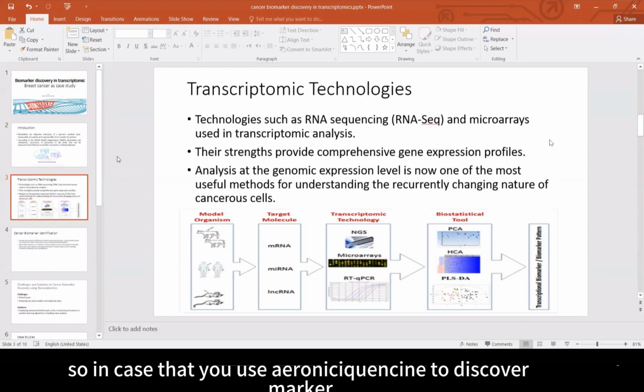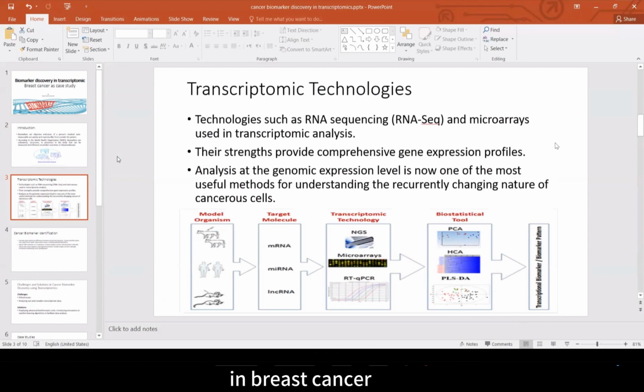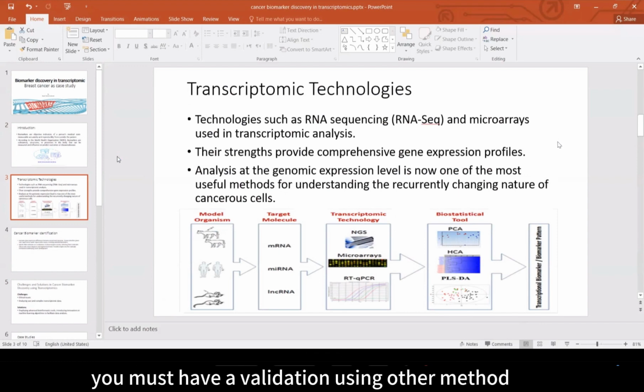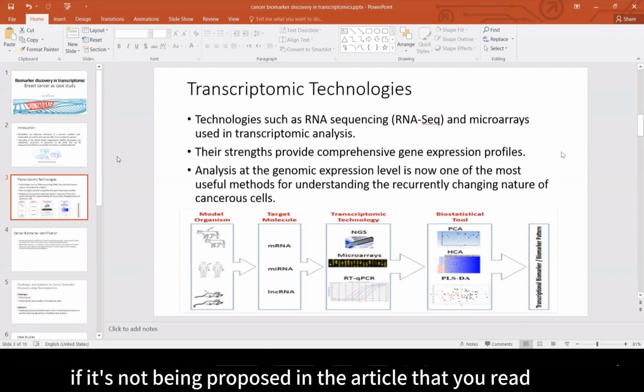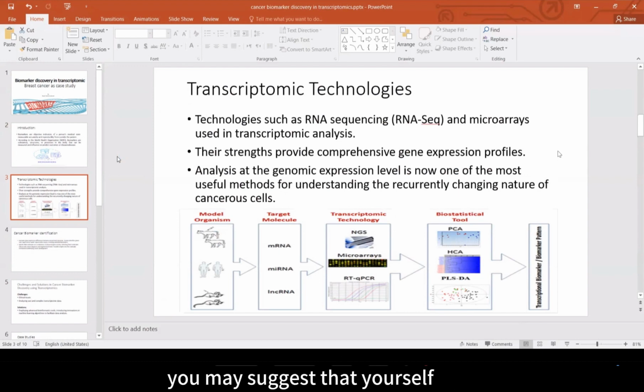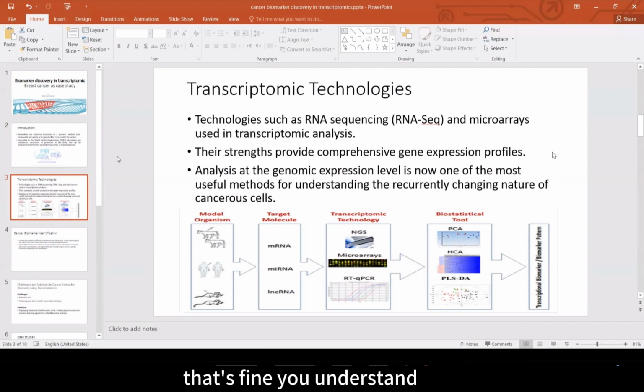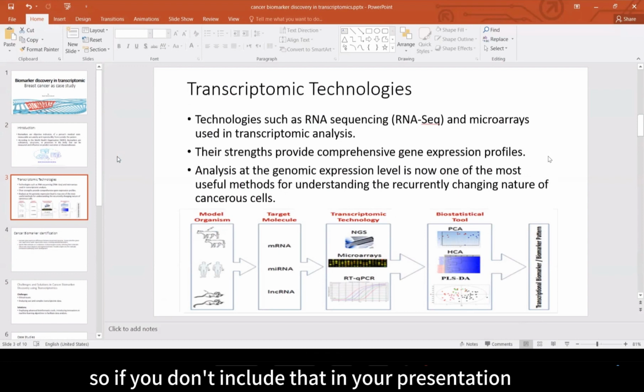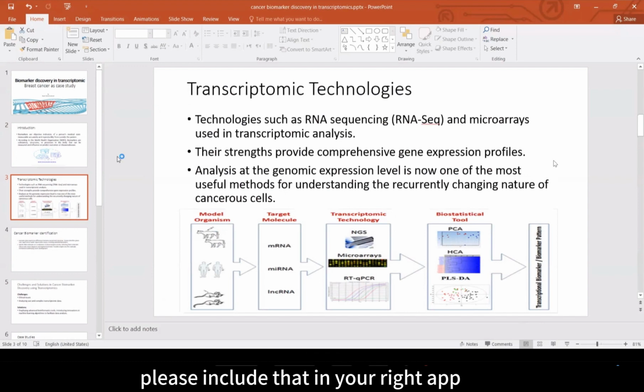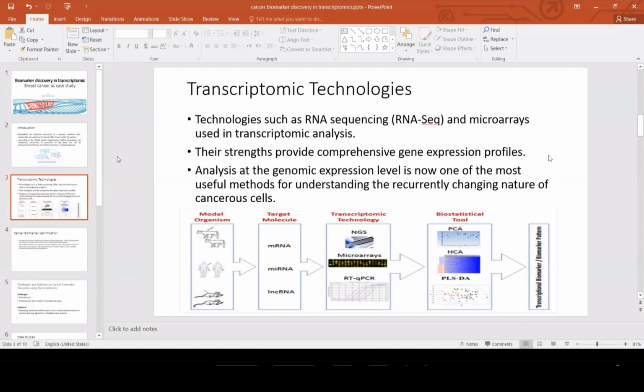In case you use RNA sequencing to discover markers in breast cancer, you must have a validation using another method. If it's not proposed in the article that you read, you may suggest that yourself. You can use RNA sequencing for the validation method, that's fine. Do you understand, Ra'an, what I'm saying? Okay, so if you don't include that in your presentation, please include that in your write-up. Okay, Doctor. Thank you.